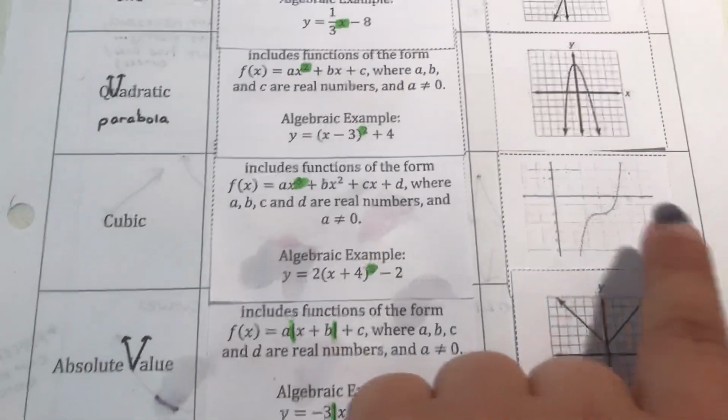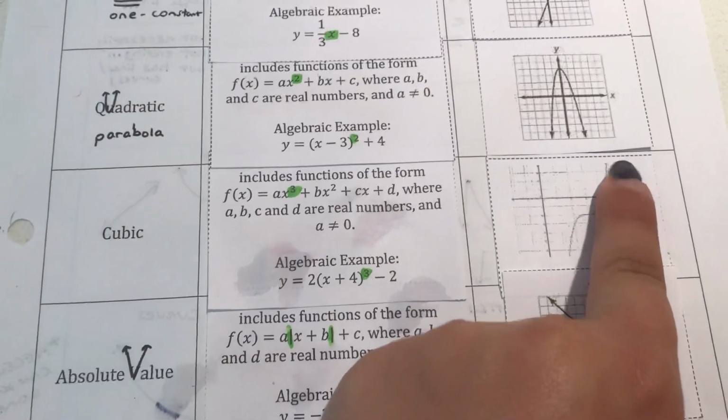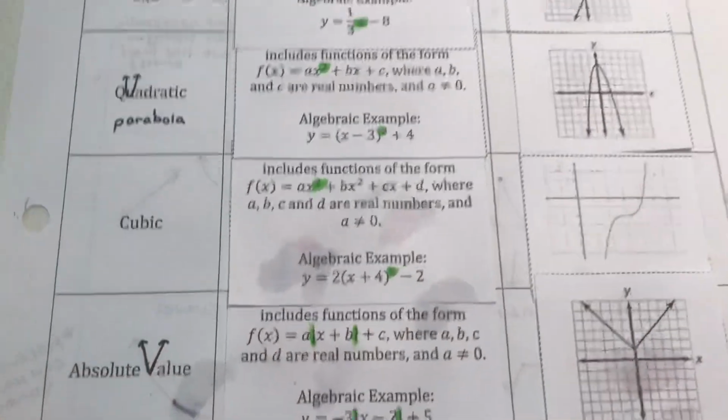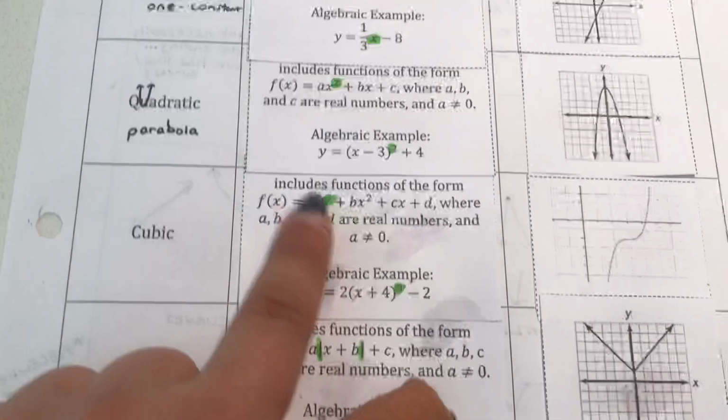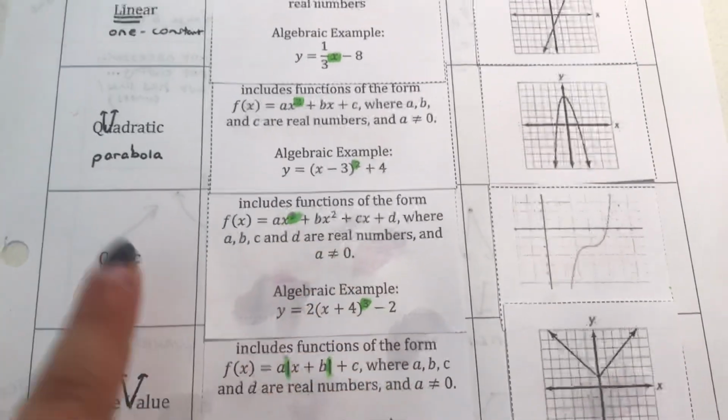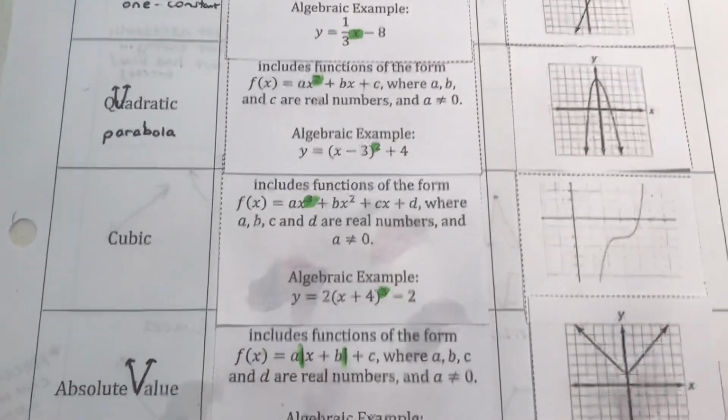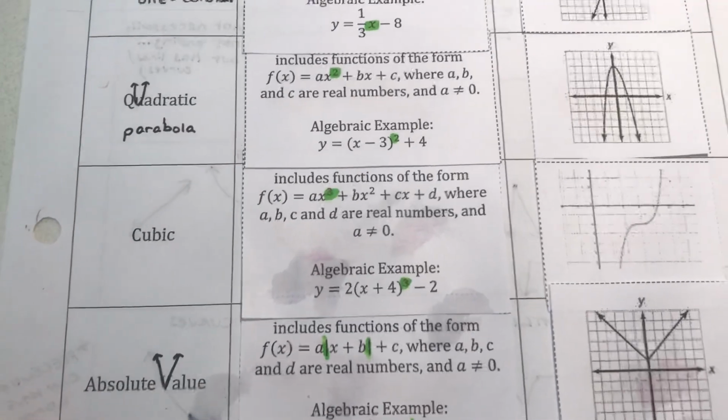Similarly, this little John Travolta shape is called cubic. X cubed. We're really not learning those in Algebra 1, though. You just need to recognize them if you see one.